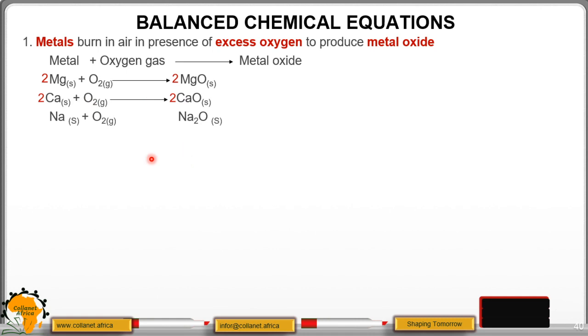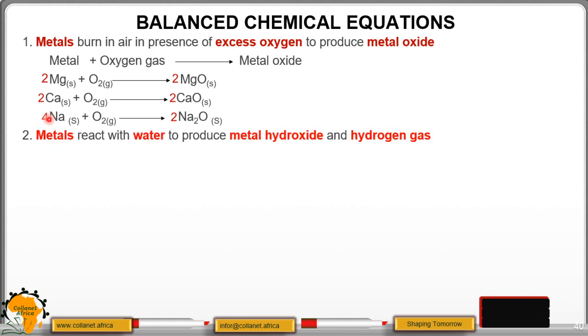Move to the other one, sodium and oxygen gas. In this case, it is not balanced because we have oxygen here, which is 1, and these are 2. So you place a 2 here to make 2, and then 4 to make it balanced.